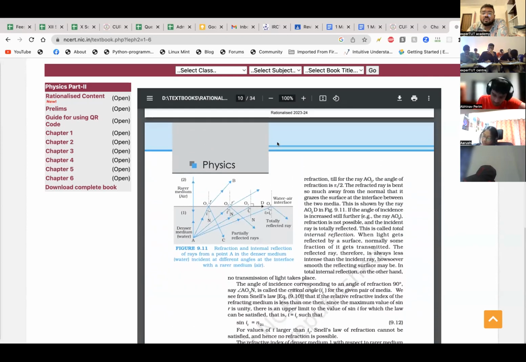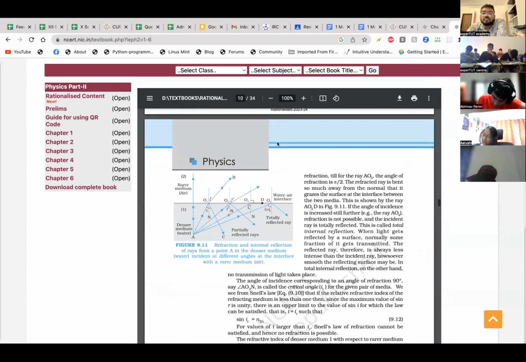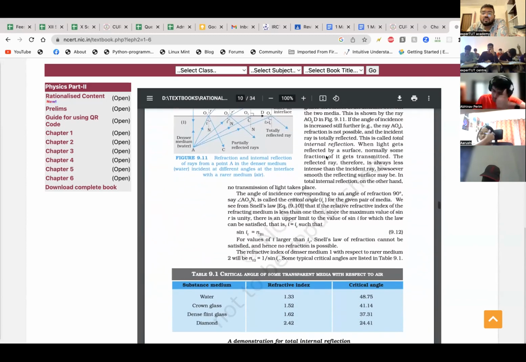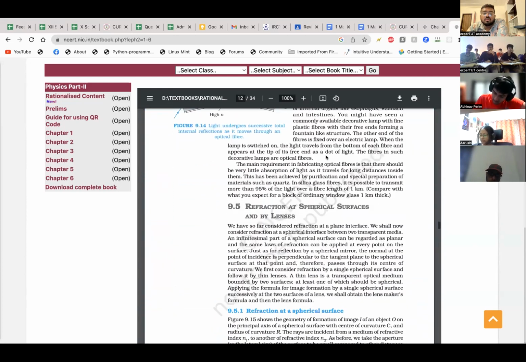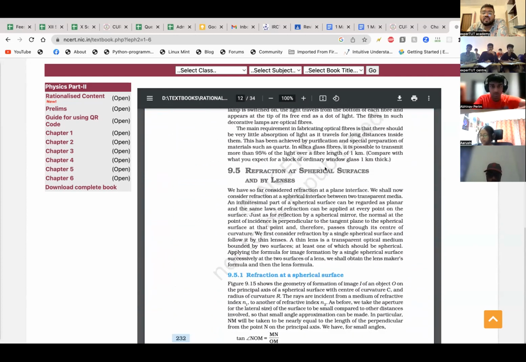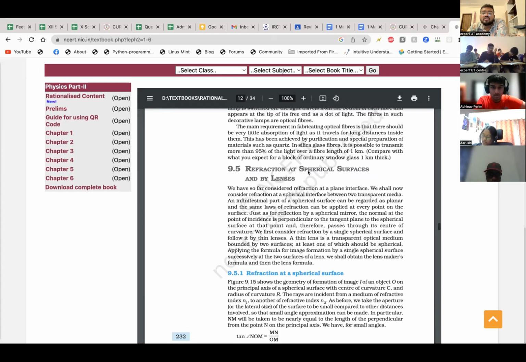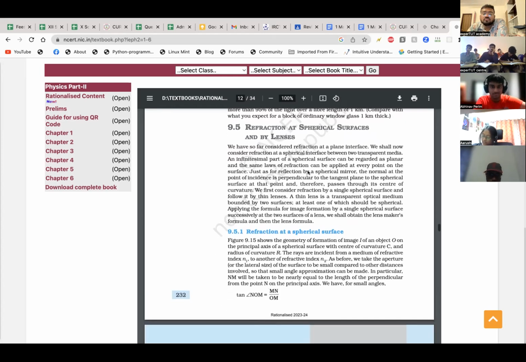You have written TIR, everyone, and you show me thumbs up. Okay, good. And then you have refraction at spherical surface. Spherical surface will include everything: your lens, your spherical surfaces. Okay. Fine. Okay.